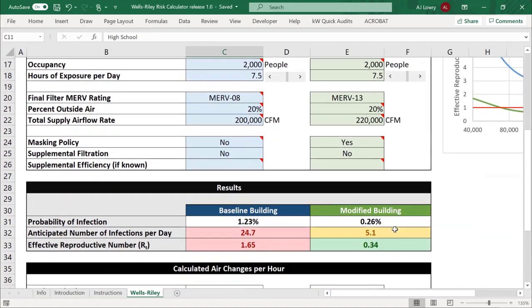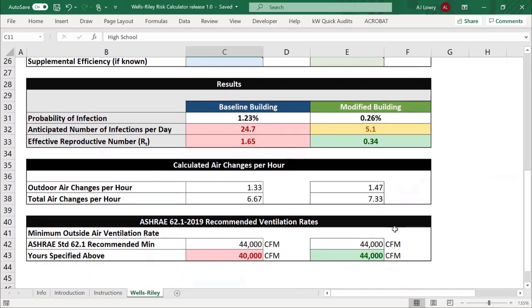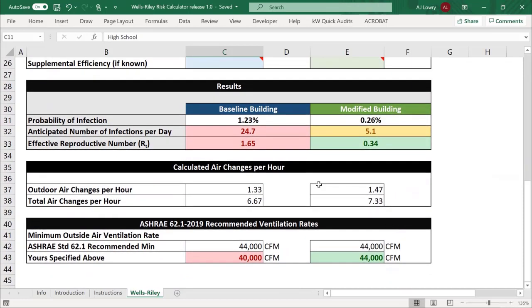Step 4 is to review outputs and outcomes. This calculator presents 3 numbers to help you gauge how effective certain HVAC modifications will be. The first is the probability of infection. This is the likelihood that any one healthy individual in the building will become infected with COVID-19 during the specified time period. Next is the anticipated number of infections per day. This estimates the total number of new infections expected to occur in the specified time period.